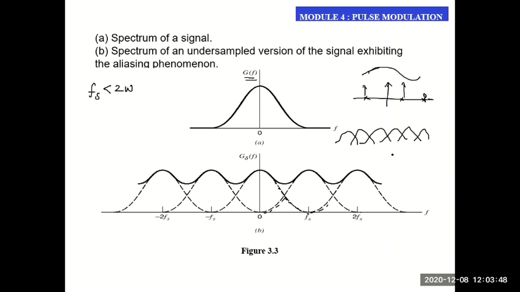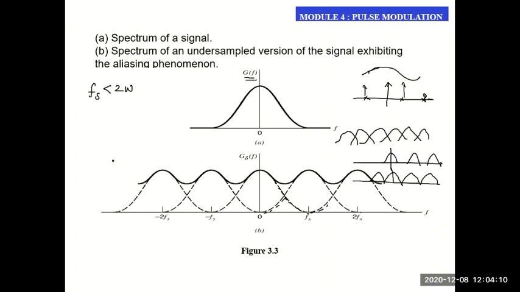Ideally, how should it be in the frequency domain? In the frequency domain, one component here, the next component here, or they should, even if they are touching each other, it is fine, like this. Yes or no? I should have all the bandwidths either touching each other or far spaced like this. But what is happening when we undersample?